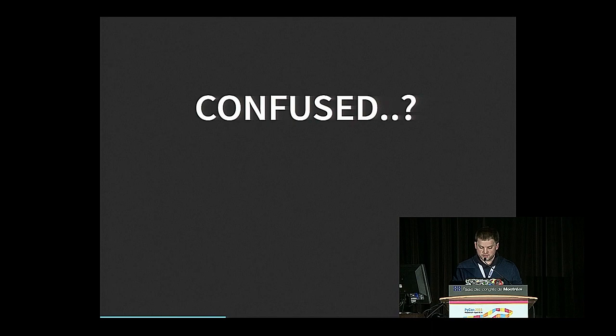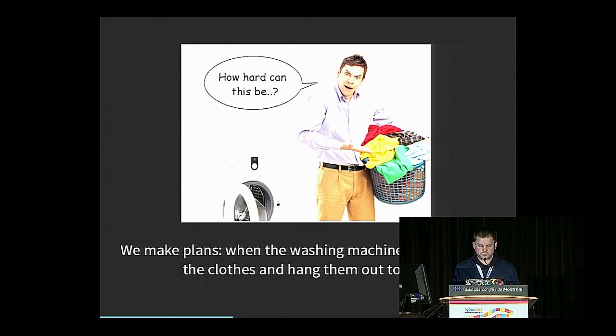Confused? Well, don't be, because this is exactly how humans think about concurrency. So, we make plans. When the washing machine finishes, take the clothes and hang them out to dry. The washing machine finishes is an expected event. Hang the clothes out to dry is a sort of callback, instructions that tell you what to do when this expected event happens. How hard can this be, says the stock photo dude with the washing basket.